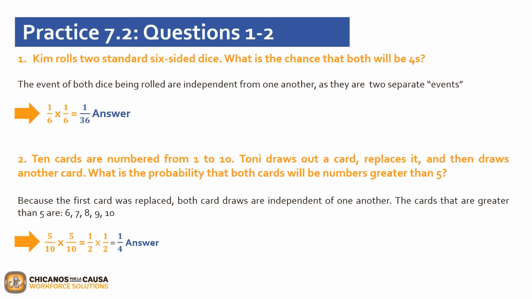So because we have 2 cards, we're multiplying 2 different probabilities together. So we have 5 over 10 multiplied by 5 over 10, which is equal to 1 over 2 times 1 over 2. So you could just multiply 5 over 10 times 5 over 10 and then reduce. Or you can just reduce beforehand and multiply across. Either way, at its fully reduced fraction, the final answer is still going to be 1 over 4.